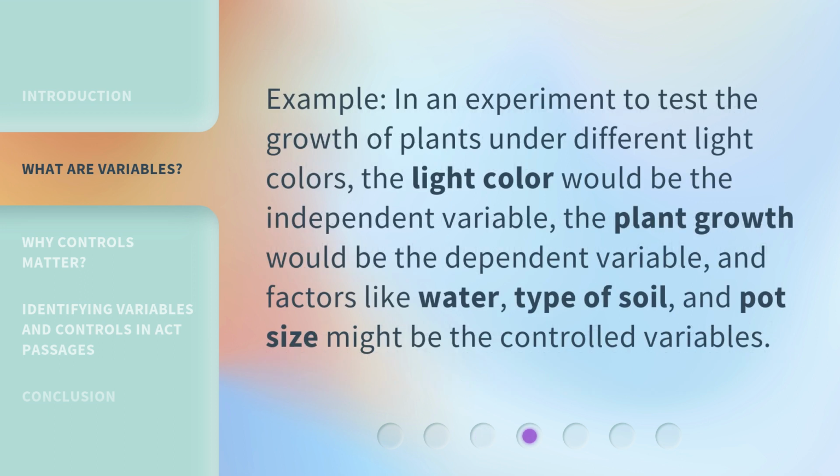Example: in an experiment to test the growth of plants under different light colors, the light color would be the independent variable, the plant growth would be the dependent variable, and factors like water, type of soil, and pot size might be the controlled variables.